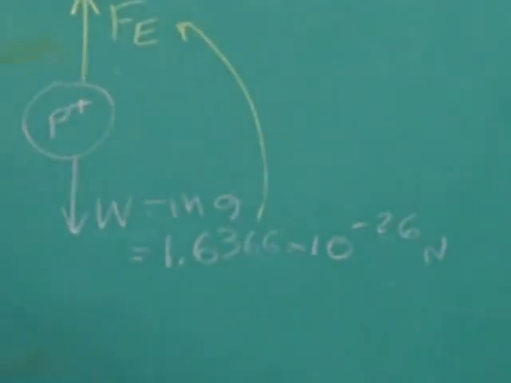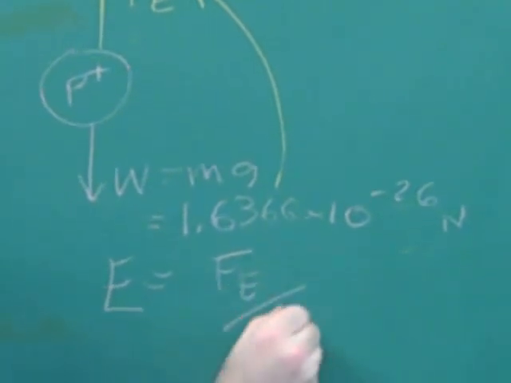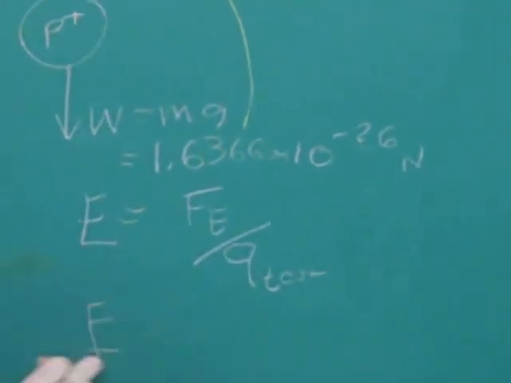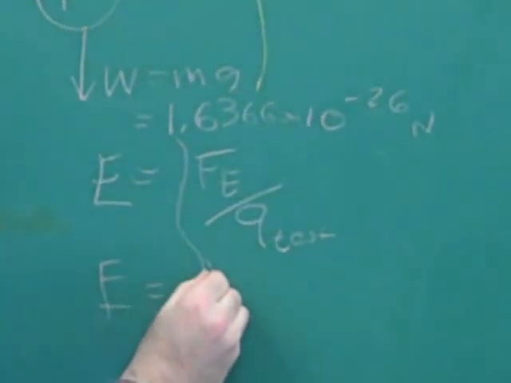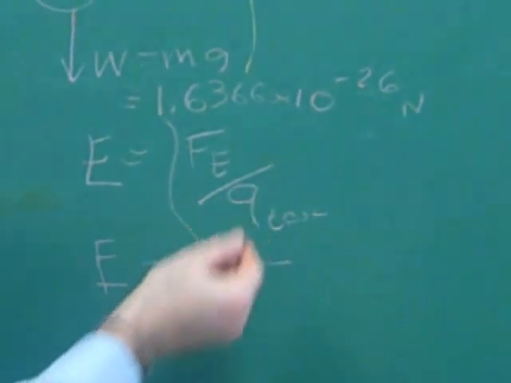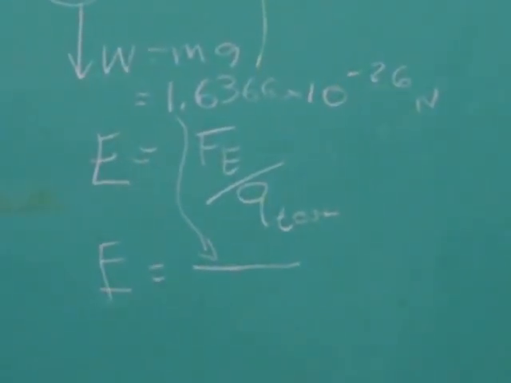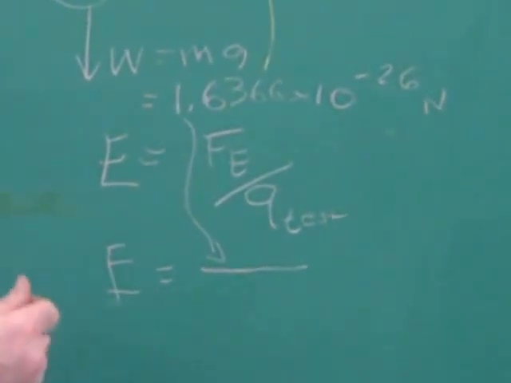On means that it's the test charge. Trying to find the field. We know the force is this number right down here. And what's the value of the proton? Do we use its mass? No. We definitely use its charge. You're dealing with electrical fields.